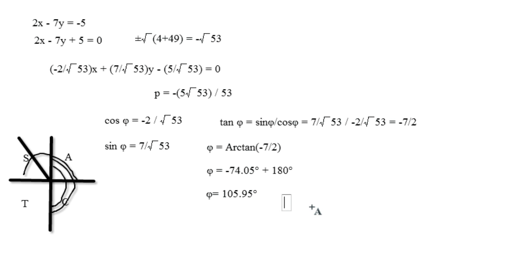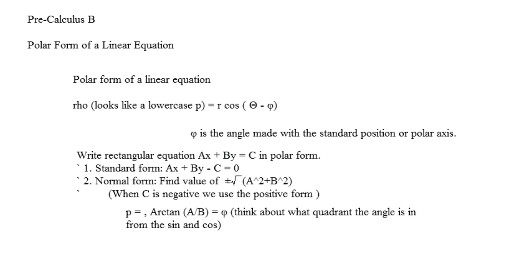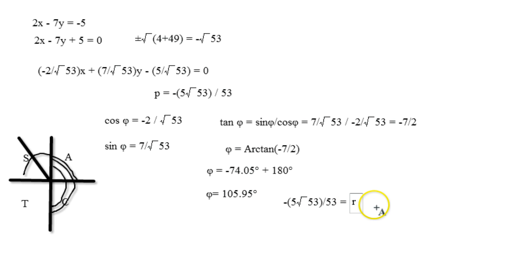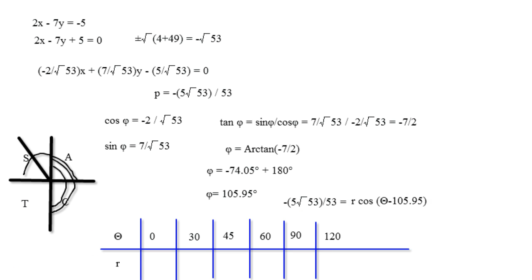Okay, now that we've got that, we can actually set up our equation, because the equation was that. So we are going to be using negative 5 root 53 divided by 53 equals, if we go back to our formula over here, rho equals r cosine of theta minus phi. So it's going to be r cosine of theta minus phi, which is going to be 105.95. Now when we graph this on our actual graph, it should look like this. So how you would actually set this up is you would just set up in this form, and you would just solve for each value of theta that you're plugging in. You would solve for r. And so this is pretty much just how it's set up as a line.